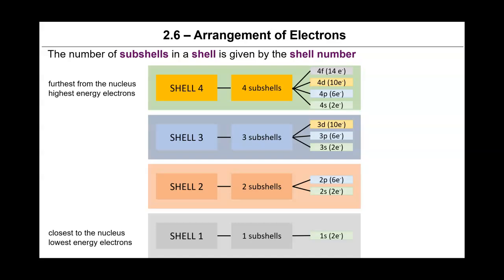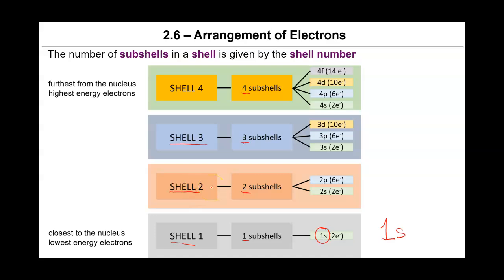So it kind of looks like this. The first shell has only 1 subshell. The second shell has 2 subshells. The third shell has 3 subshells, and any shell 4 or higher has 4 subshells. In shell 1, we have what we call the 1s subshell. The 1 indicates the shell number, and the s indicates the type of subshell.